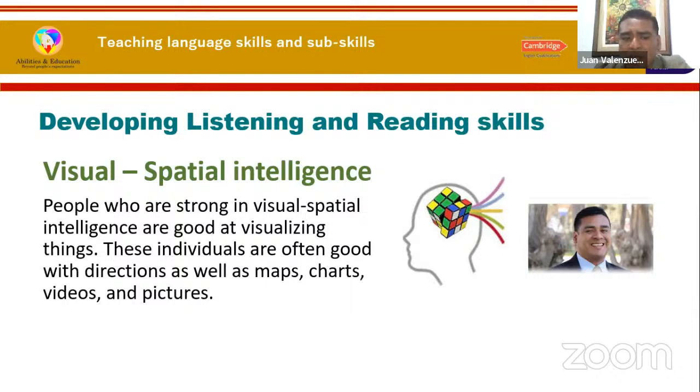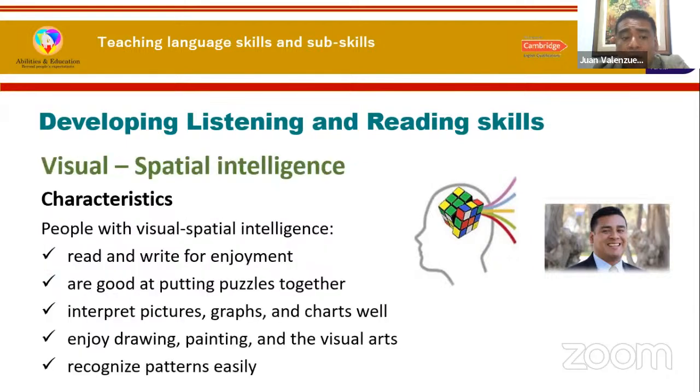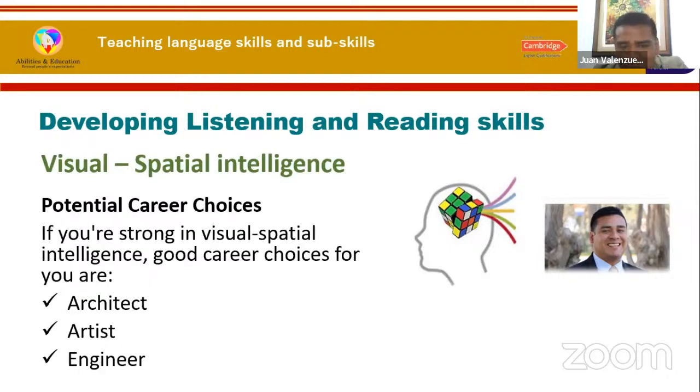Okay, here's some more information about some of the intelligences. If you have, for example, visual spatial intelligence, you are supposed to be strong or good at visualizing things. These people are often good with directions, with maps, charts, videos, and pictures. This is not my case. I am very bad, sorry, at directions. The strengths of these people are visual and spatial judgment. The characteristics of people with this intelligence is that they read and write for enjoyment. They are good at putting puzzles together, interpret pictures, graphs, and charts well, enjoy drawing, painting, the visual arts, recognize patterns easily. Again, this is not my case. No way, I am not like this. I don't have this intelligence. Some potential career choices, if you are strong in this intelligence, could be architect, artist, engineer.